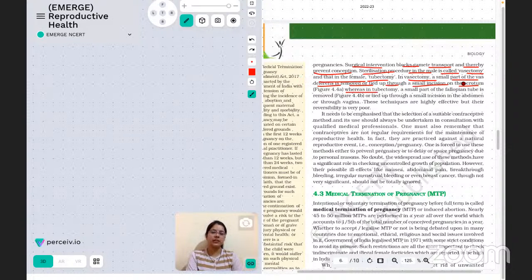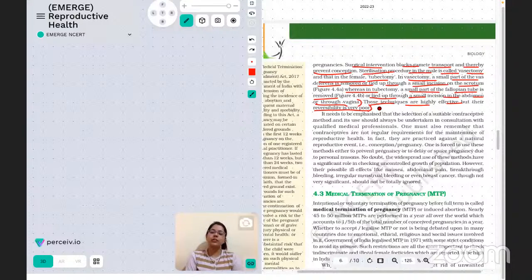Whereas in tubectomy, a small part of the fallopian tube is removed or tied up through a small incision in the abdomen or through the vagina. तो ये चीज हो जाएगा. Now ये जो टेक्निक्स होते हैं ये हाईली इफेक्टिव होते हैं लेकिन इनकी रिवर्सिबिलिटी जो होती है वो बहुत ही पुअर होती है. ये आपको ध्यान में रखना है.